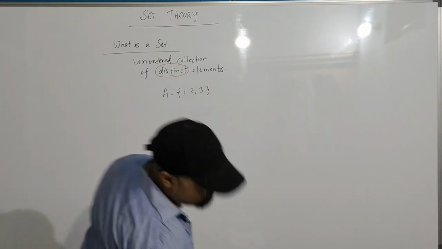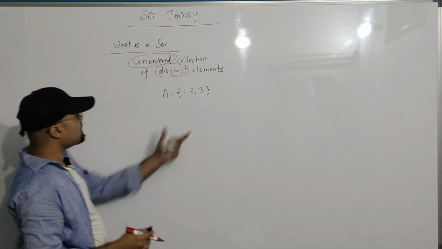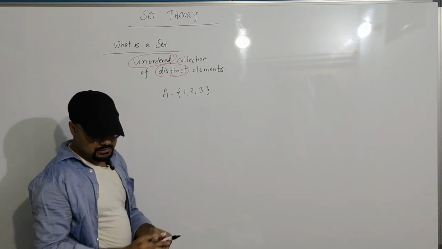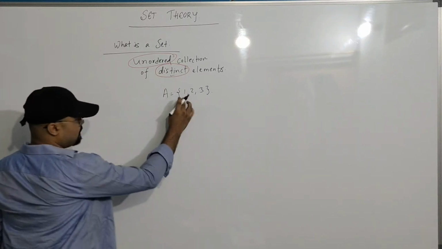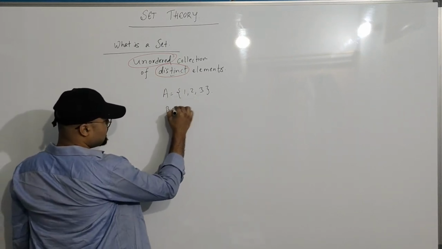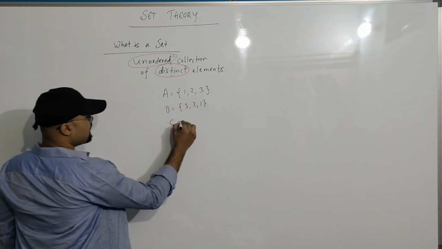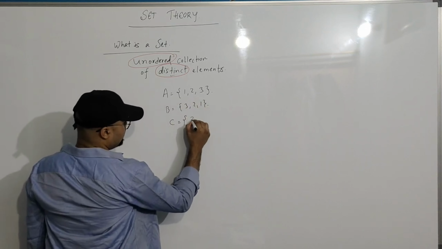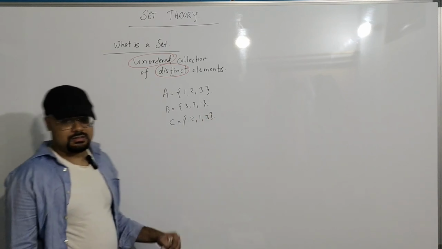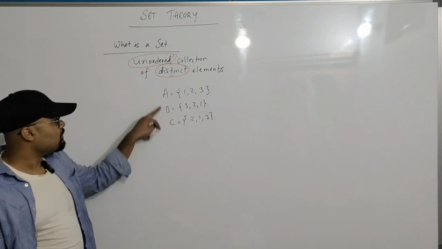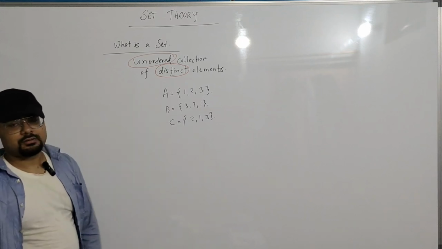Set is an unordered collection. So we are just concerned with the distinct elements. If I take another set with the same elements, 1, 2, 3 only, B is 3, 2, 1, and any other set C is 2, 1, and 3, then all of these are equal sets mutually. A is equal to B, A is equal to C, B is equal to C, B is equal to A.